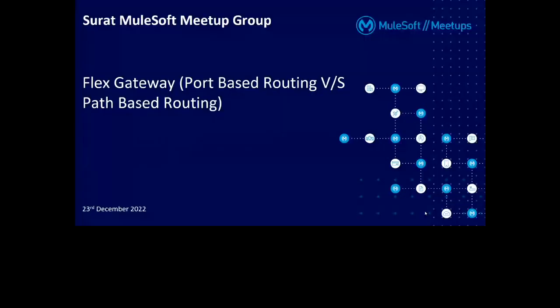Okay. So guys, welcome to Surat MuleSoft Meetup 52, and the topic for today is Flex Gateway. We are going to see a scenario with port-based routing and another scenario with path-based routing. And for today's session, I am going to use the mini version of Kubernetes, known as Minikube.